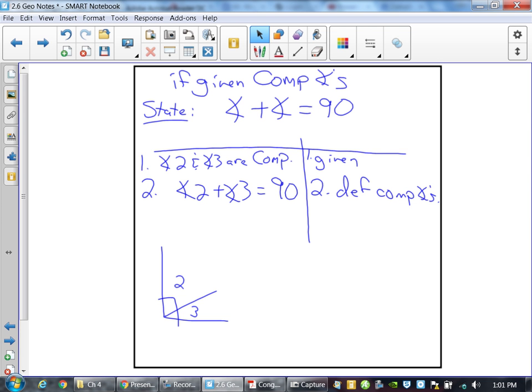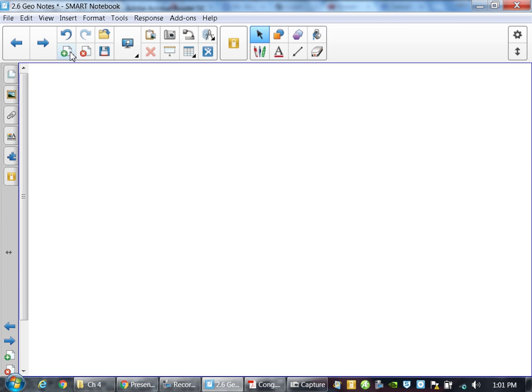What's going to change in here for supplementary? That's it. That's really it. Let's go through that one.